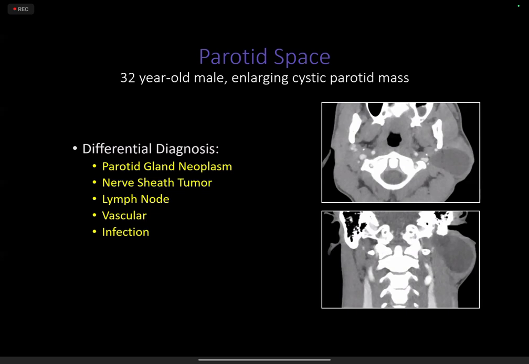So while thinking of diagnosis, we think back and we say, well, what's the anatomy that's within the parotid space? So our differential diagnosis is going to include a parotid gland neoplasm, perhaps a nerve sheath tumor, maybe an abnormal cystic lymph node, or maybe a cutaneous primary. Vascular lesions can obviously occur here because we have vessels. And then, of course, infection. Although already we know that it's probably not an infection, this patient doesn't seem like they're sick. There's no adjacent fat stranding around here.